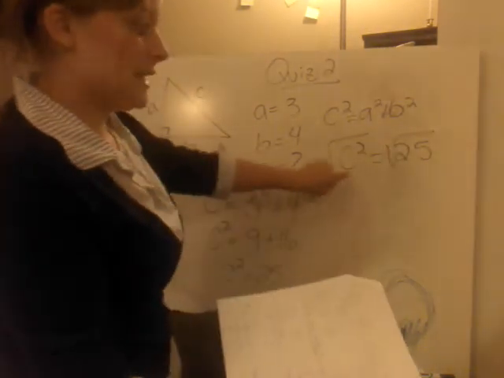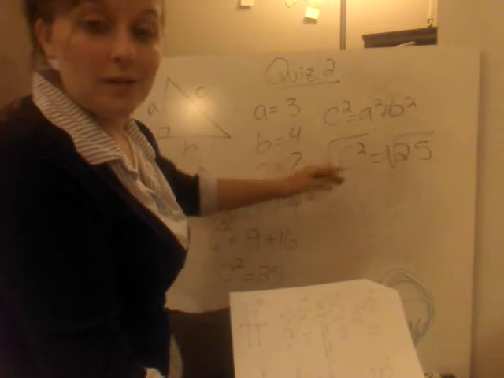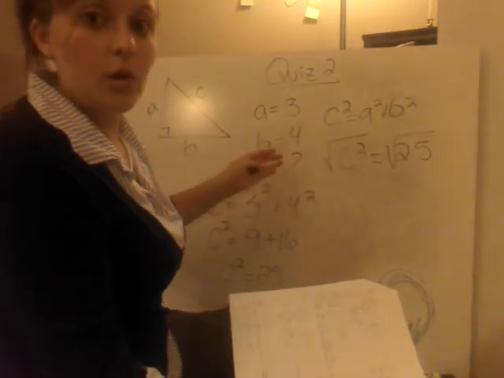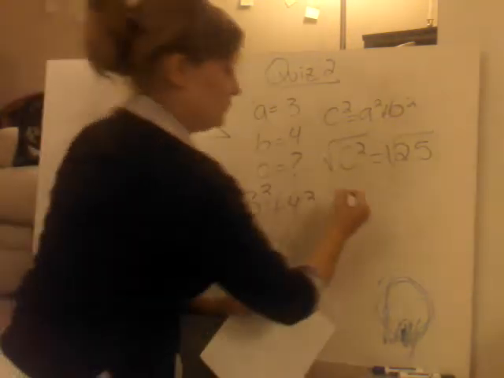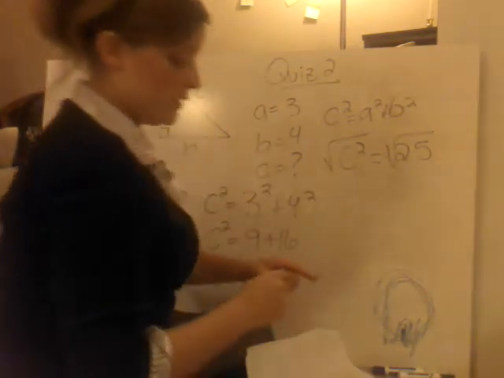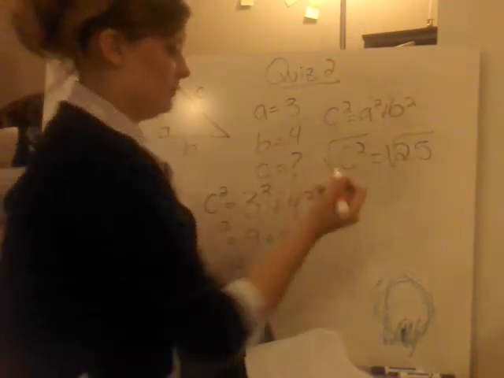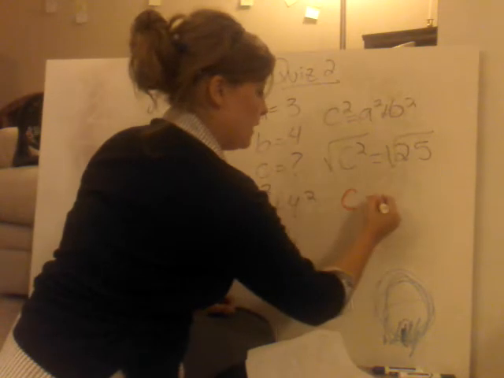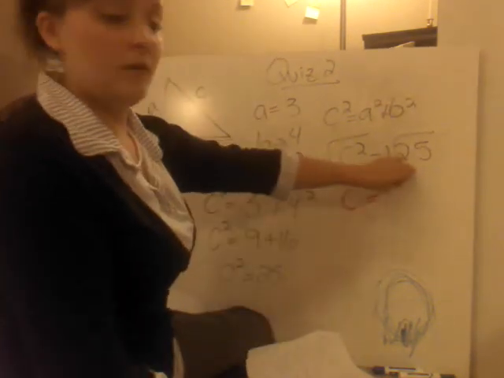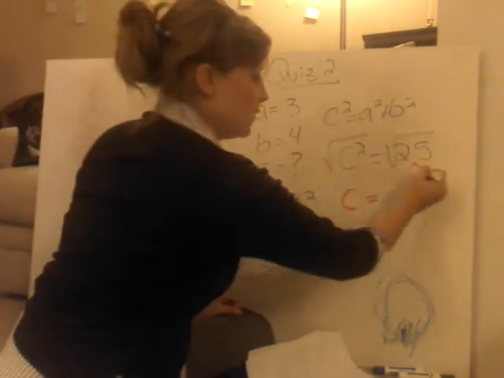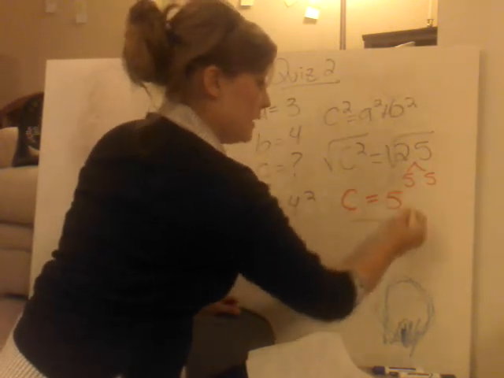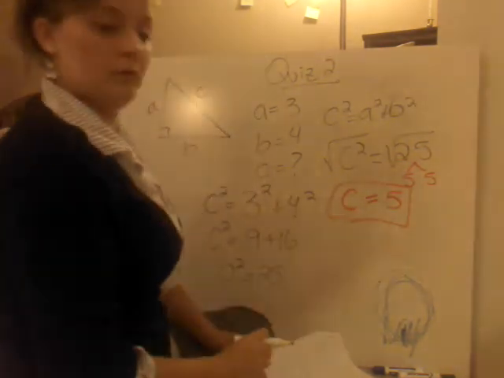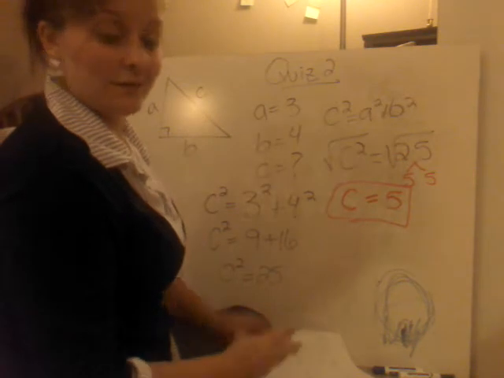Now again, this is C times C. C squared is C times C, right? If it was 4 squared, it would be 4 times 4. So I have two C's. I can take one out. Equals 25. 25 is 5 times 5, right? I have two 5s. C equals 5. The end.